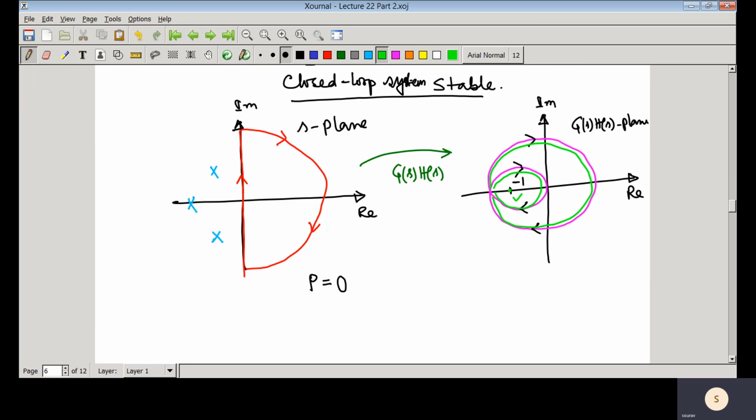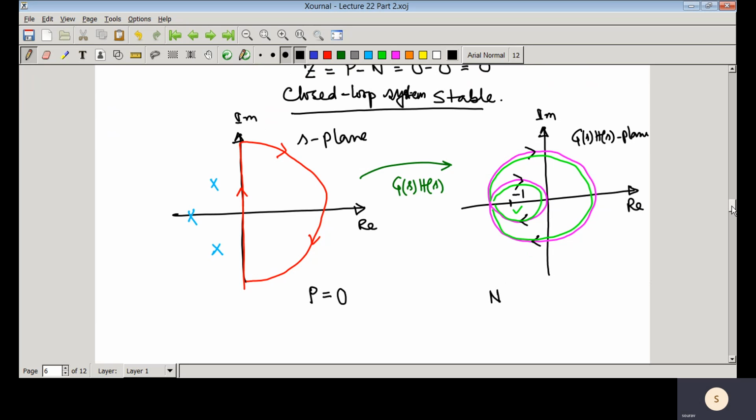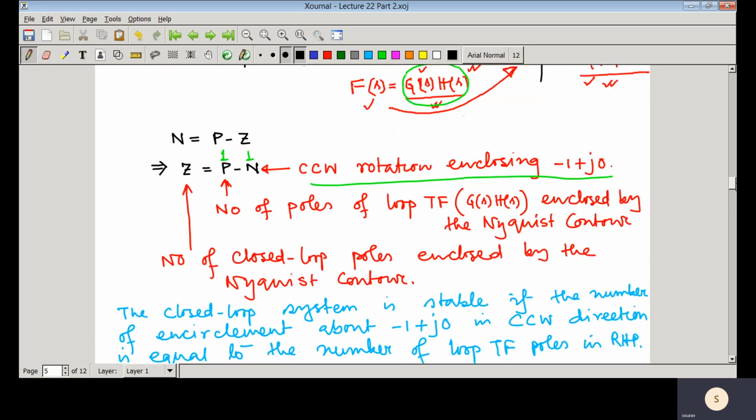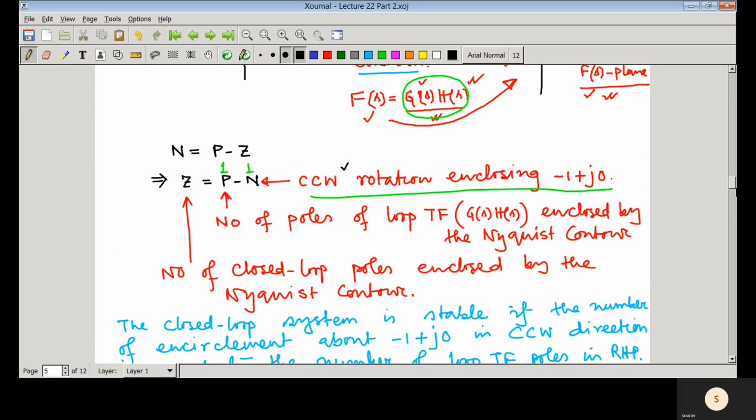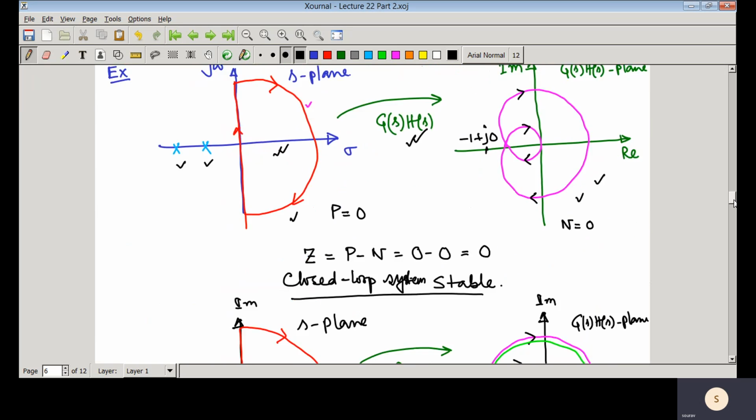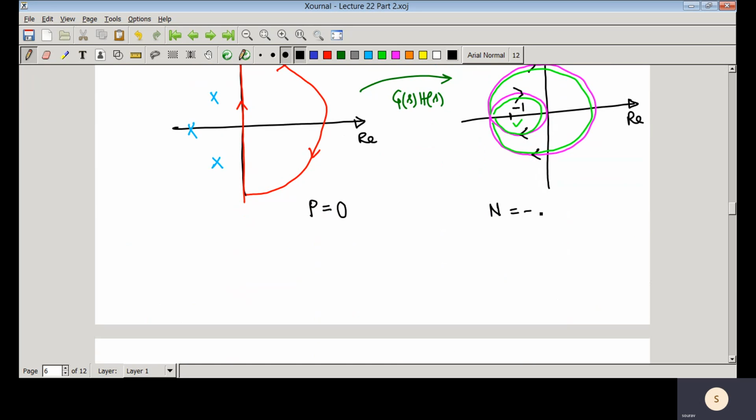So basically 2 encirclements are there, and this encirclement is in clockwise direction. Because we have taken clockwise direction as negative, counterclockwise direction is plus n. So as it is clockwise direction, n would be equal to -2. So then what is z?